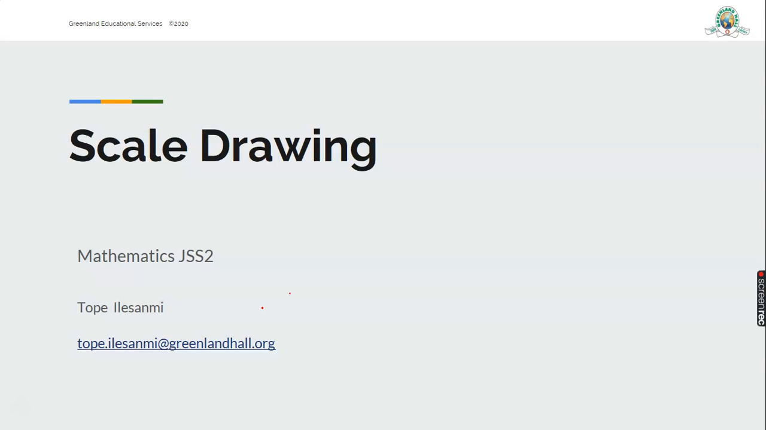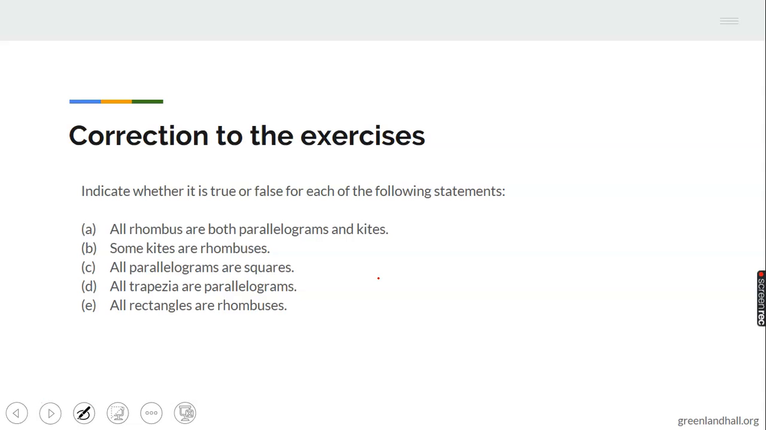I'll be taking you through mathematics and we'll be discussing scale drawing. We are already done with the last class, which was on plane shapes, where we looked at parallelograms, rhombuses and kites, their symmetric properties, their similarities and differences and so on. But this morning we'll be looking at scale drawing. Now let's look at the correction to the exercises that was given in the last class.